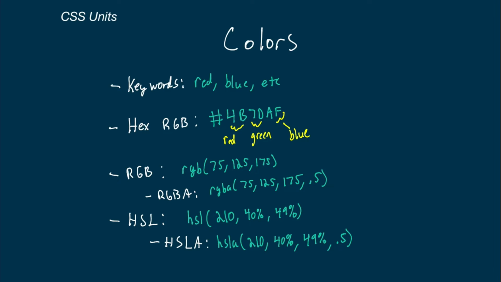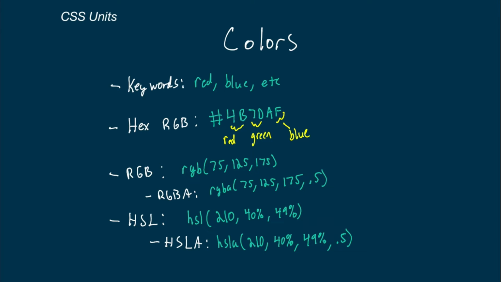Next, we can represent colors using hexadecimal codes. The first two characters represent the amount of red, the second two represent the amount of green, and the third two represent the amount of blue. Next, RGB works the exact same way, except with comma-separated values and standard base 10 instead of hexadecimal.